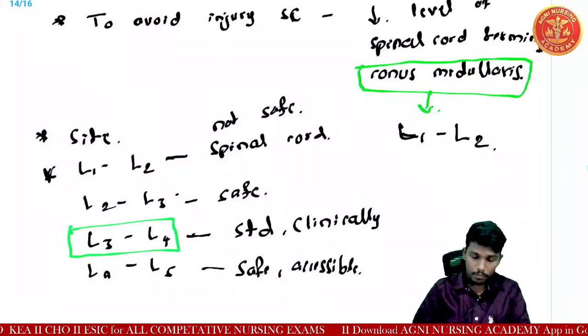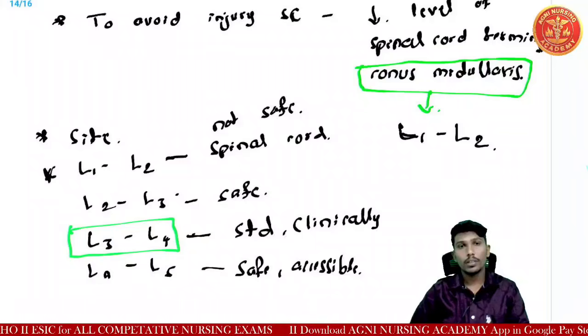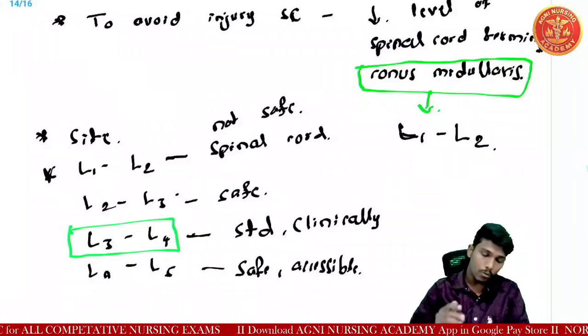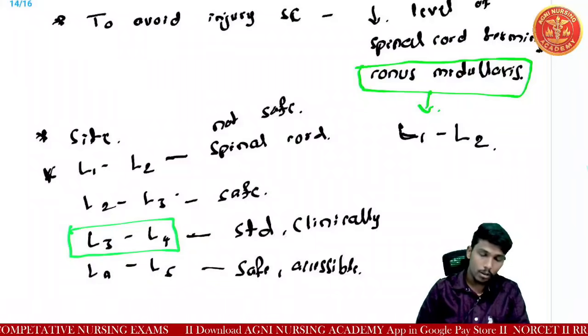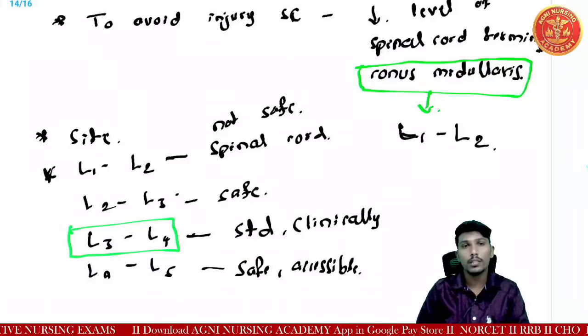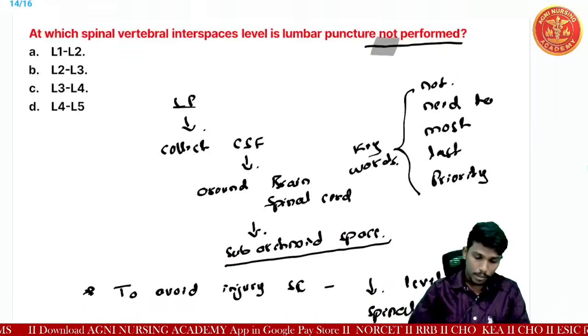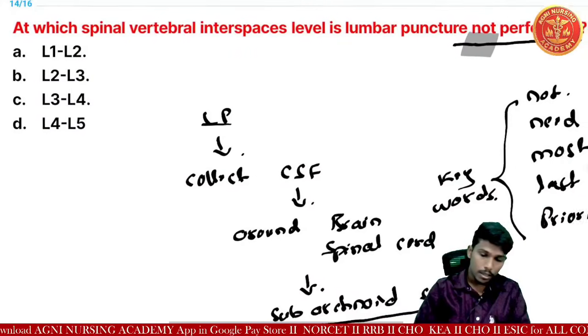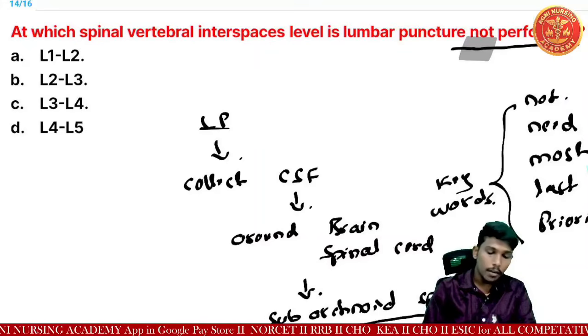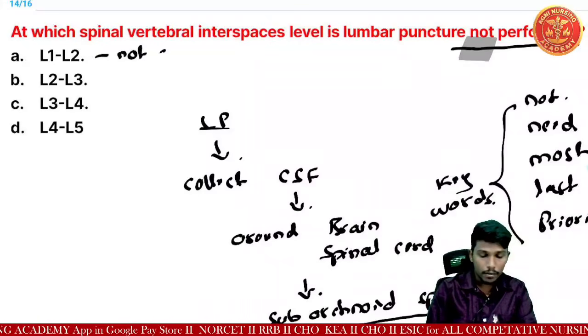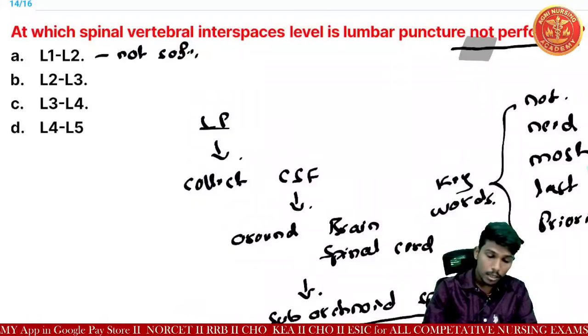Accessible. But clinically, L3 and L4, L5 we can use if they are not given in the question. If L3 and L4 are given, we can select L4 and L5, not here. Then coming to the options of these questions, see, not performed means L1 and L2, then it's not safe. This is the correct answer of this question.